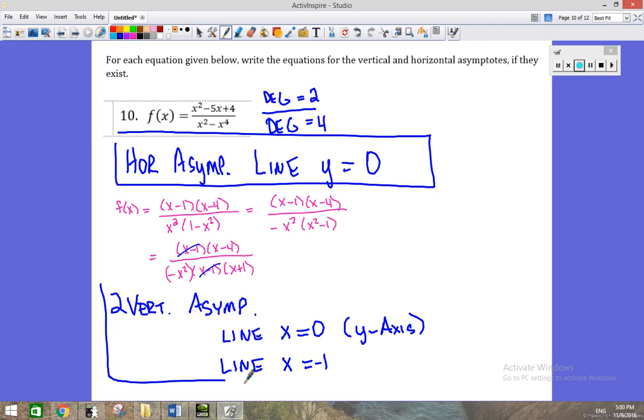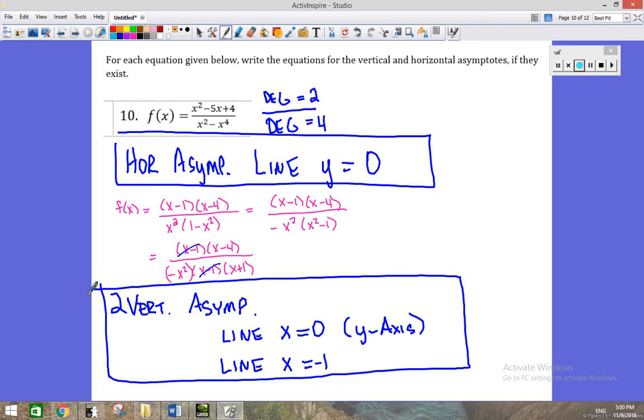And here, I might not have any vertical asymptotes, but I might have a whole bunch of them. So anyway, I've got one horizontal asymptote and two vertical asymptotes, and I hope that helps.